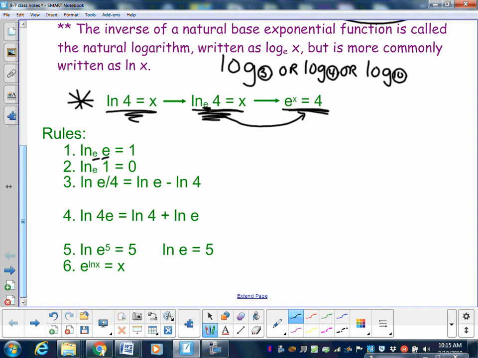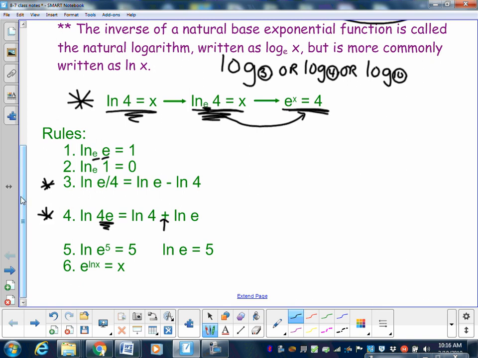3 and 4. Ready to start 3 and 4? If I want to break up a natural log and there's a division sign, to break it up into 2 natural logs, there's a what sign in between? A minus sign. If there's a multiplication and you want to break it up into 2 natural logs, there's a what sign in between? A plus sign. Is it exactly the same thing that we've been doing? Yeah.